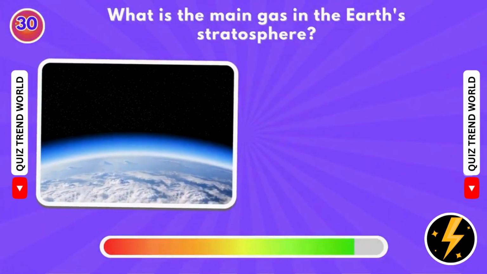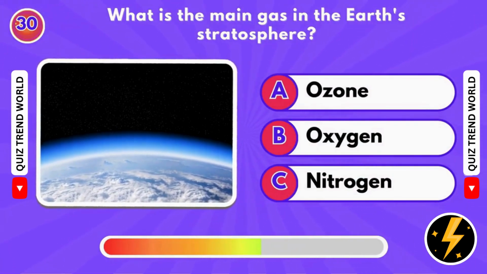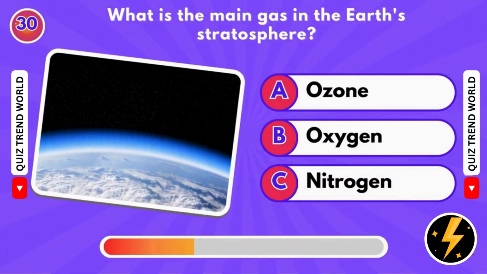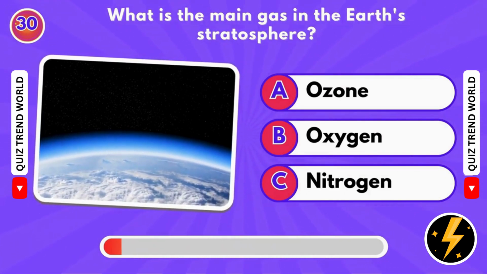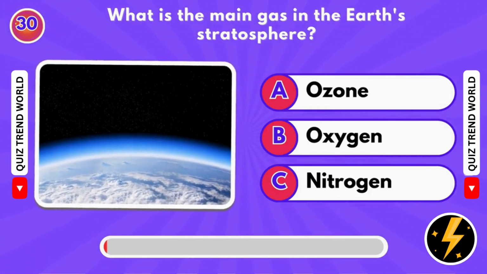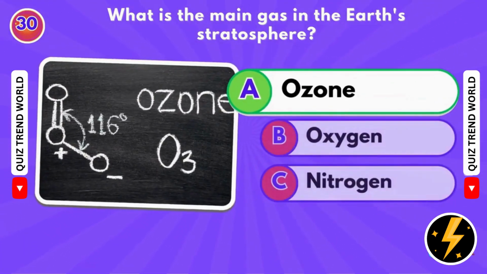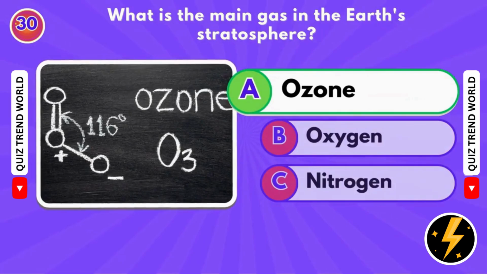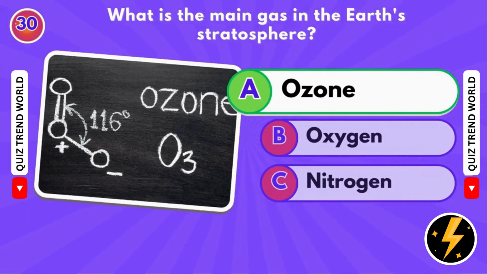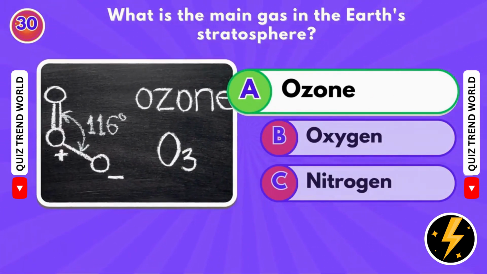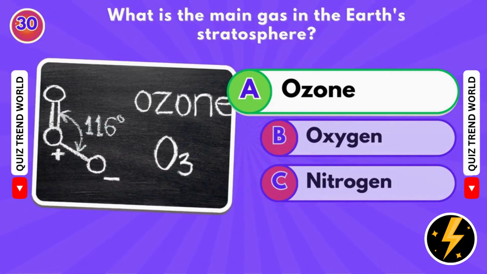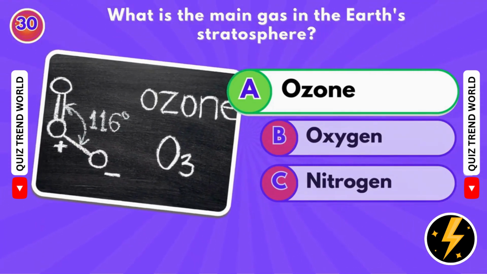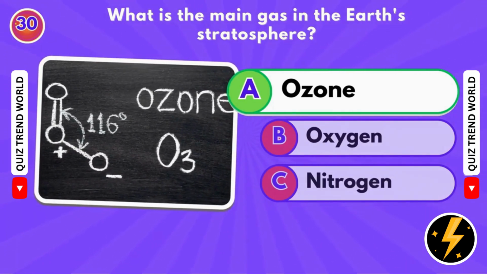What is the main gas in the Earth's stratosphere? Ozone, oxygen, or nitrogen? Ozone. Ozone, a form of oxygen with 3 atoms per molecule, is concentrated in the stratosphere. Ozone absorbs most of the ultraviolet (UV) radiation coming from the sun, preventing this radiation from reaching Earth's surface.